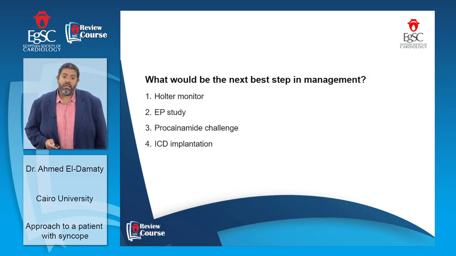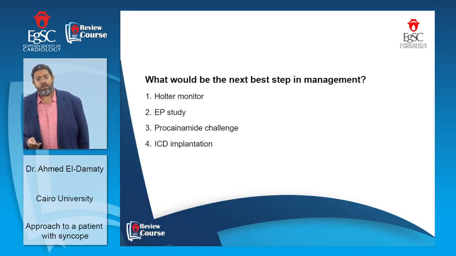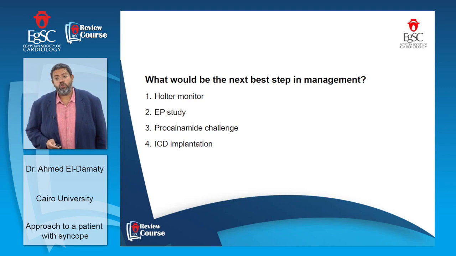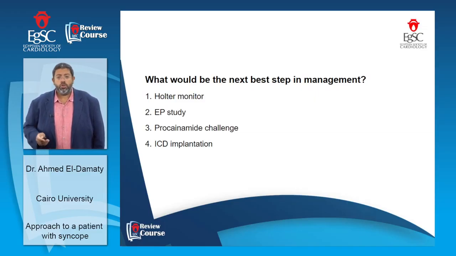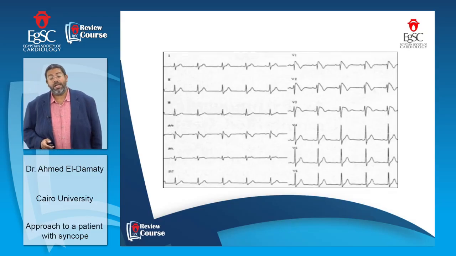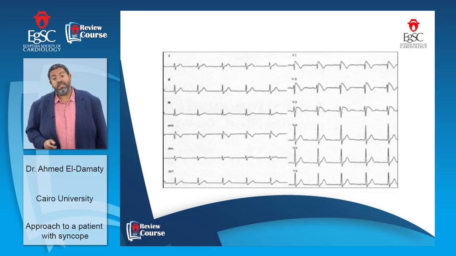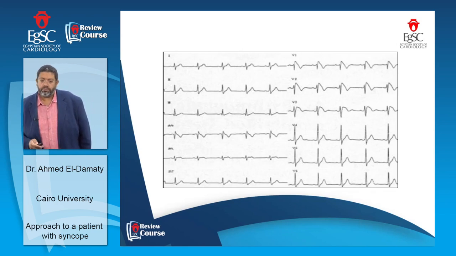And the answer is we need to confirm the diagnosis in this patient. Type 2 and 3 Brugada patterns are not diagnostic for the syndrome. That's why if you're suspicious and the clinical history points to a possible arrhythmic etiology, you need to confirm the diagnosis. So we gave this patient a procainamide challenge, and as a matter of fact, his electrocardiogram changed to the diagnostic type 1 Brugada pattern.